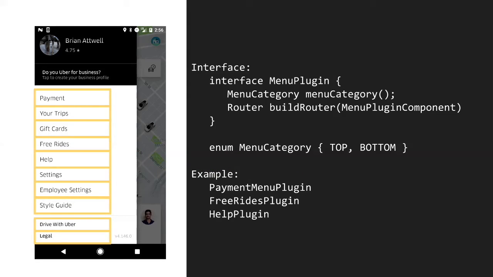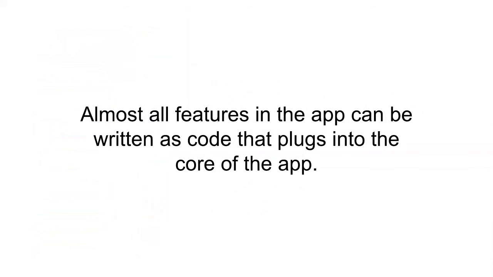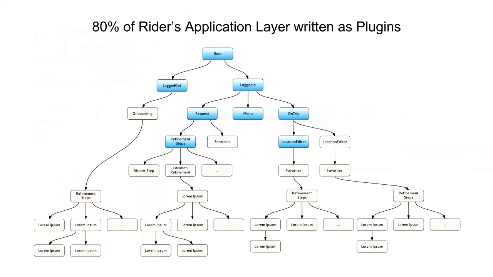What I'm getting at is that once you have a formalized plugin structure, you start to find lots of places in your application where it makes sense to use it and where it can be reused in a lot of ways. As a result, I would claim that almost all features in the app can be written as code that plugs into the core of the app. And this is what we found in practice. Only 20% of the app is written outside of plugins, so 20% of the lines of code in the application layer are non-plugins.